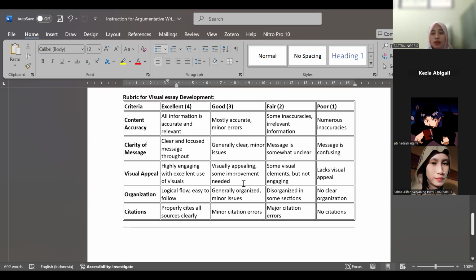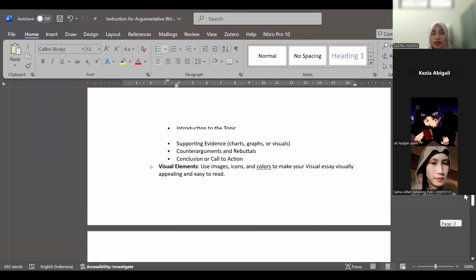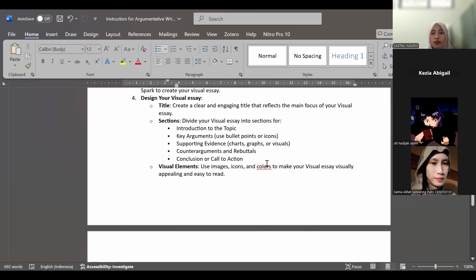Later on, I'm going to send this instruction to our WhatsApp group and also Google Classroom so that later you can check. Any questions so far? So far, so good. What about the others? Thank you for the response. Yes, Salma, did you raise your hand?